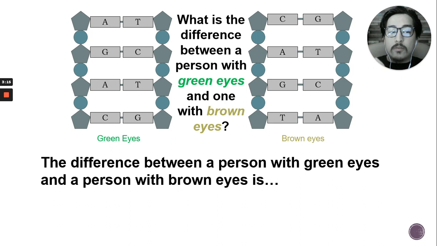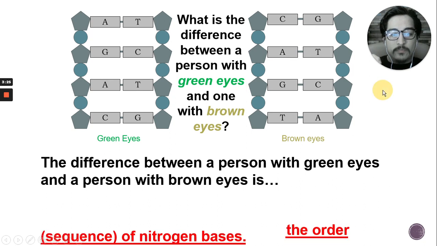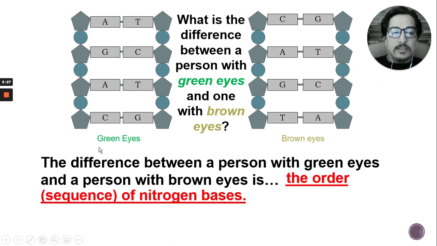Now, you have to be very careful. A lot of students mess up because they think the bases are different. They are not. There are the same four letters, A, T, C, and G, but they're in a different order. So that's the answer right there. The full sentence says, the difference between a person with green eyes and a person with brown eyes is the order or the sequence of nitrogen bases. Go ahead and pause this video, copy this down, I'm moving on.